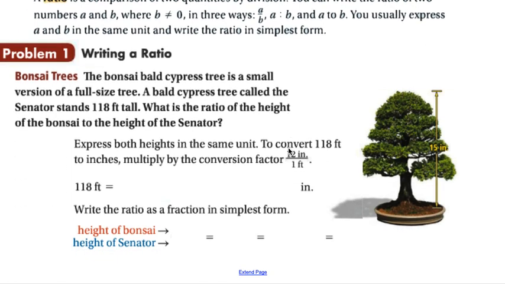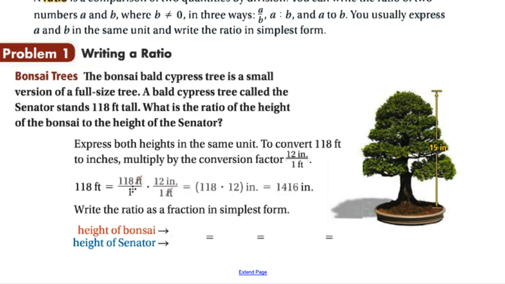So here's an example with bonsai trees. It says the bonsai bald cypress tree is a small version of a full-size tree. A bald cypress tree called the Senator stands 118 feet tall. What is the ratio of the height of the bonsai to the height of the Senator? Well, we need to convert these units to be the same. So the smaller one is 15 inches, but the larger one is 118 feet.